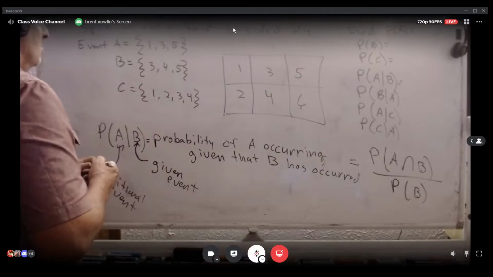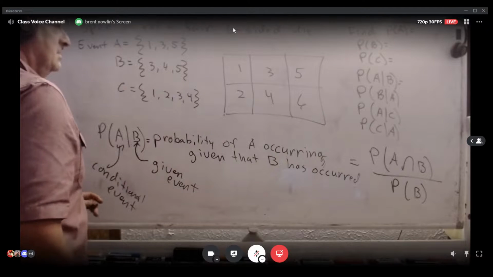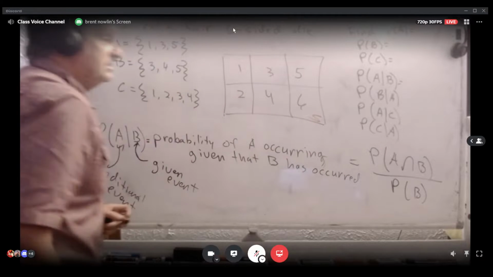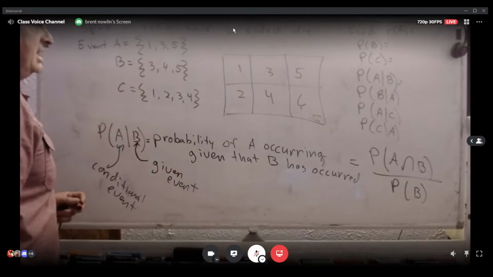All right. What's A in the Venn diagram? This obviously is the sample space, the whole thing. Where's A in the Venn diagram?